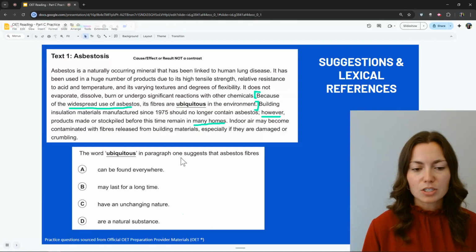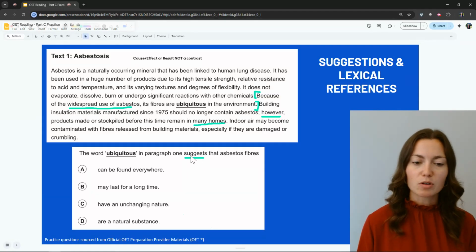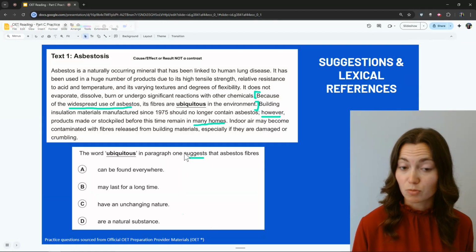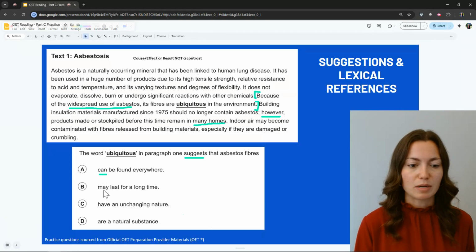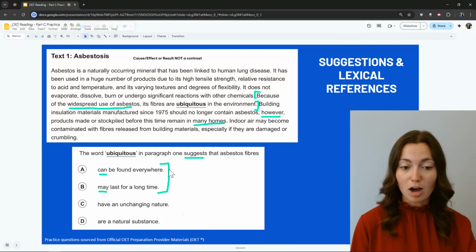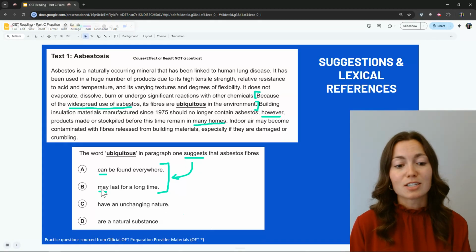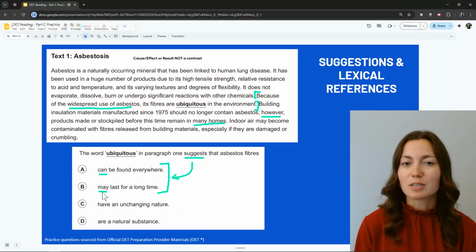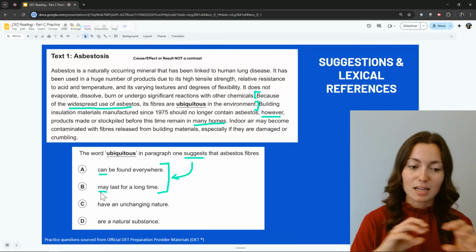So the one challenge here is we see suggests. Sometimes this is about looking at the language of the options rather than the language of the texts. So look here for a clue. Can be found everywhere. May last a long time. So if I was looking at this, just the options alone, both A and B are suggestions, right? And very clearly suggestions because of the language. So pay attention to that as well. Sometimes the suggestion is actually in part of the answer option there.